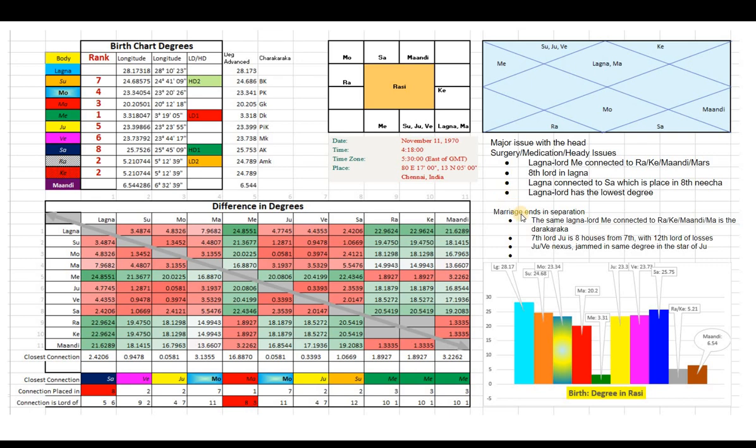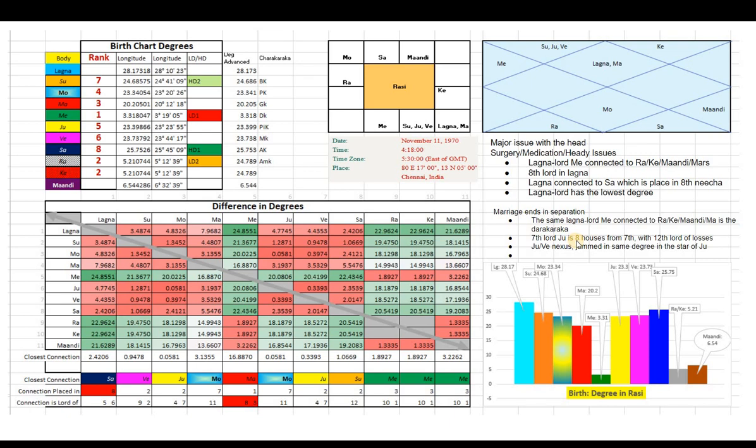And his marriage also ended in separation. If you see, the same Lagna Lord, Mercury, which we have been talking about, who is connected to Rahu, Ketu, Mandi and Mars, he is also the Dara Karaka. So Dara Karaka is for marriage. So that way, Mercury is getting affected by all these planets. So Dara Karaka is totally affected. Same 8th lord is affecting. In fact, his health problem itself was the reason for the wife leaving him.